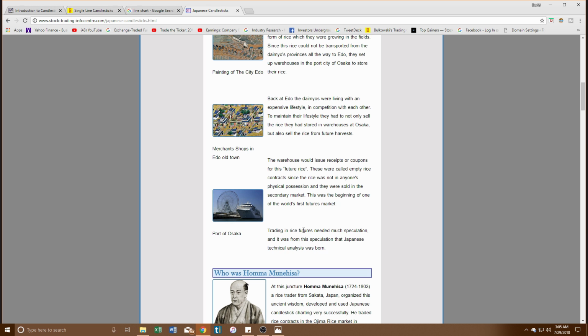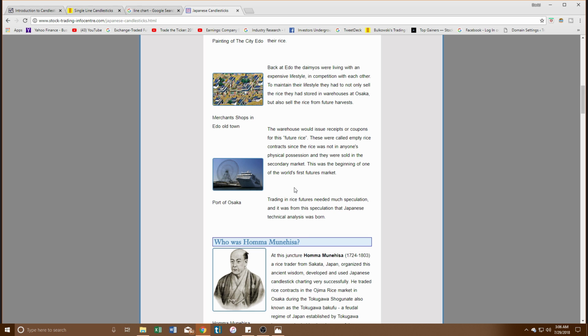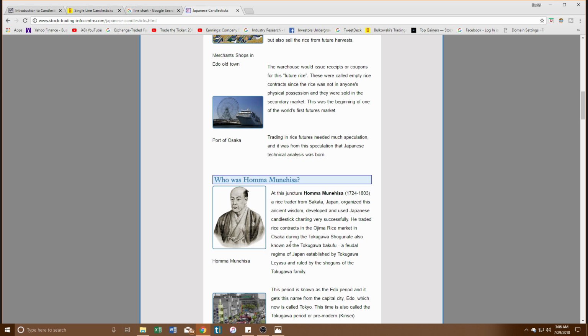Warehouses would issue receipts or coupons for the future rice. These were called empty rice contracts. Since the rice was not in anyone's physical possession and they were sold in the secondary market, this was the beginning of one of the world's first futures markets. Trading in rice futures needed much speculation, and it was from the speculation that Japanese technical analysis was born.